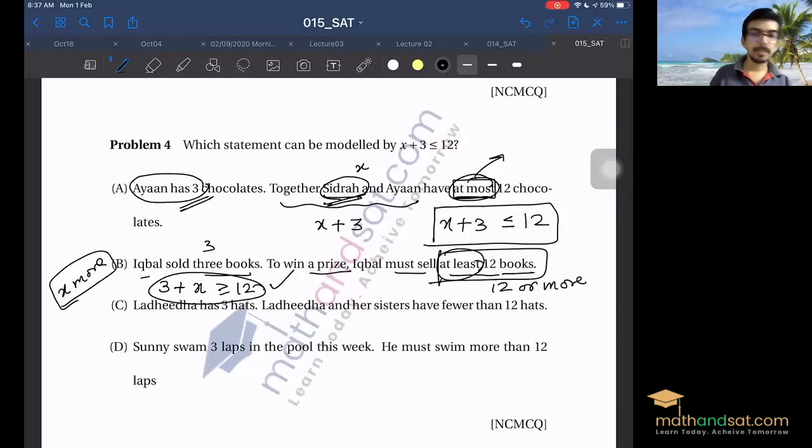Hope this is clear. Yeah. Let's see the next option.